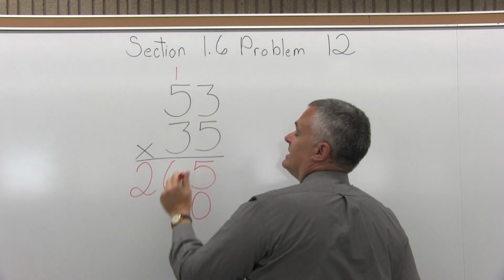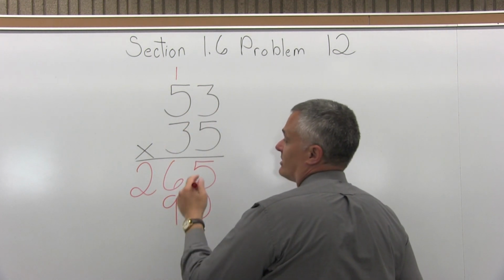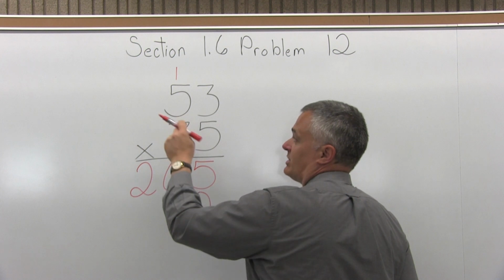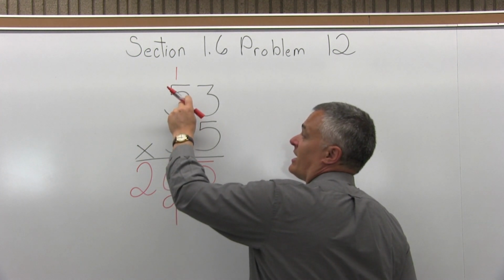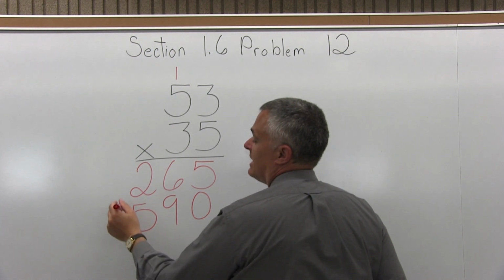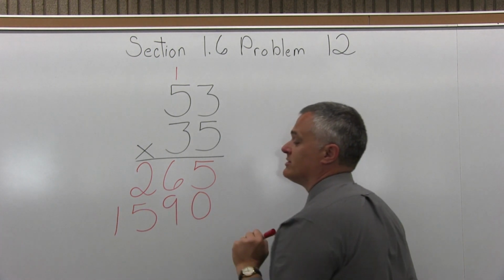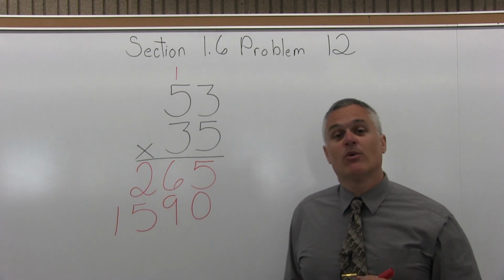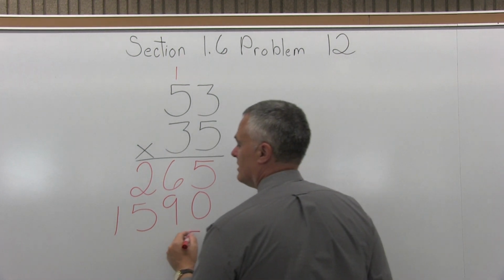3 times 3 is 9. Now in this case there's nothing to carry, so I put the 9 and then I move on to the next multiplication. 3 times 5, which is 15. So I put the 5 from the 15 and then next to that to the left the 1. So there's my 15. Now I will add those two rows together.